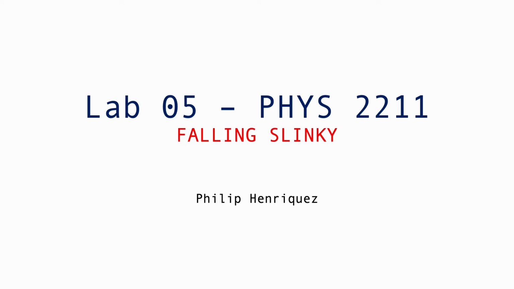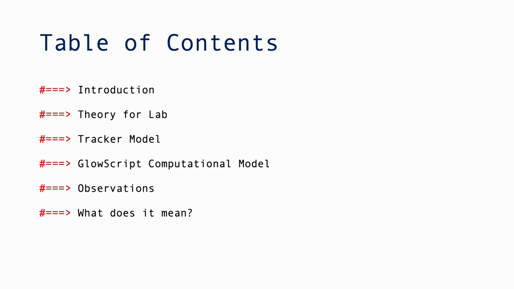Hello, my name is Philip Henriquez, and this is my Lab 5 of Physics 2211 about the motion of a falling slinky. For this lab, we'll start with an introduction, then the theory for the lab. I'll present a Tracker model, a Glowscript computational model for the motion, and then finish up with some observations and comparisons between the two models, and finally a "what does it mean" question.